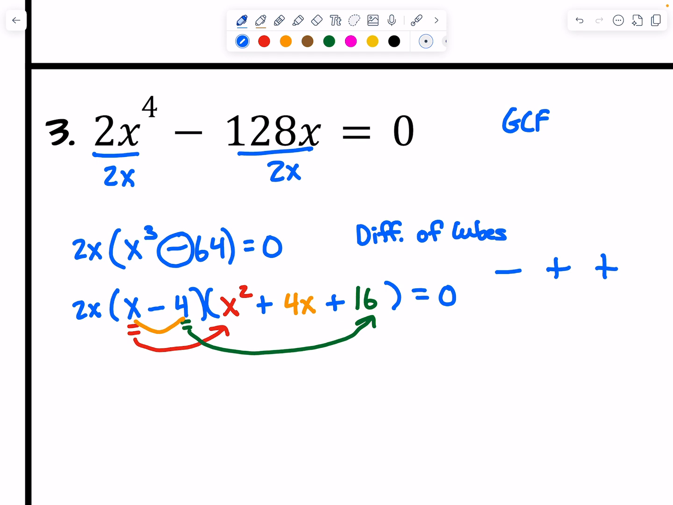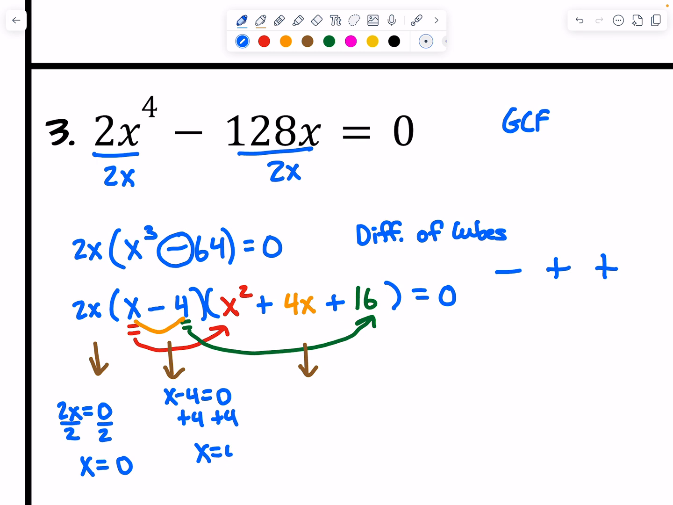But now we have to set each factor equal to 0 that has a variable. So that's 3 different factors in this case. I have 2x, I have x minus 4, and I have this trinomial x squared plus 4x plus 16. So I'm going to say 2x equals 0. I'm going to go ahead and divide out the 2 and get x equals 0 as one of my solutions. And then x minus 4 equals 0. I'm going to add the 4, and I get x equals 4 as another solution.